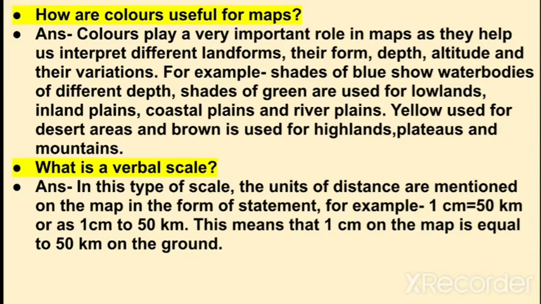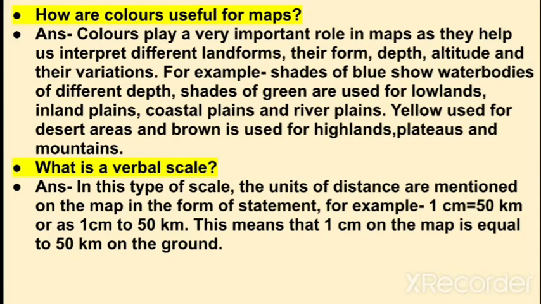Answer. Colors play a very important role in maps as they help us interpret different landforms, their form, depth, altitude and their variations. For example, shades of blue show water bodies of different depth. Shades of green are used for lowlands, inland plains, coastal plains and river plains. Yellow is used for desert areas and brown is used for highlands, plateaus and mountains.